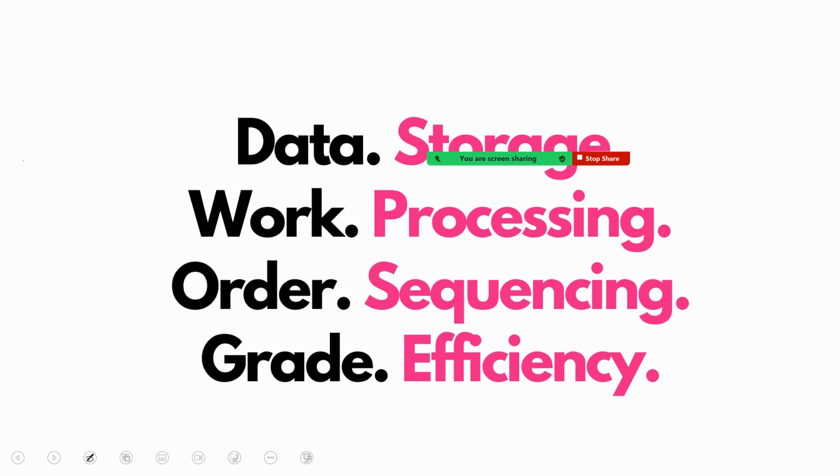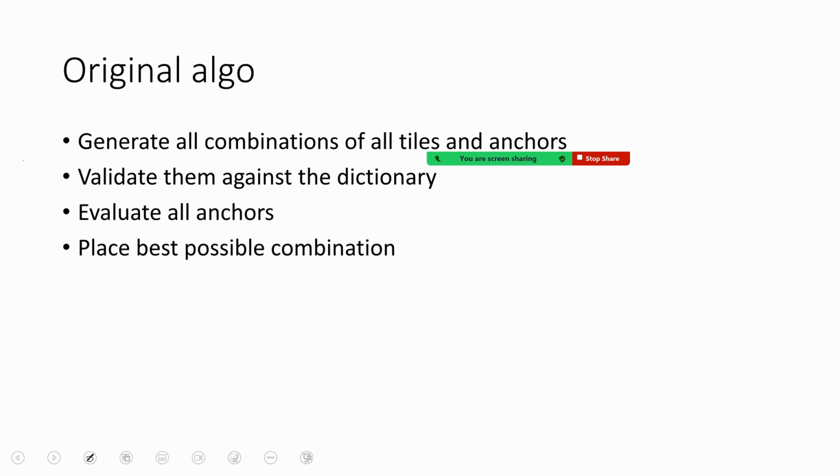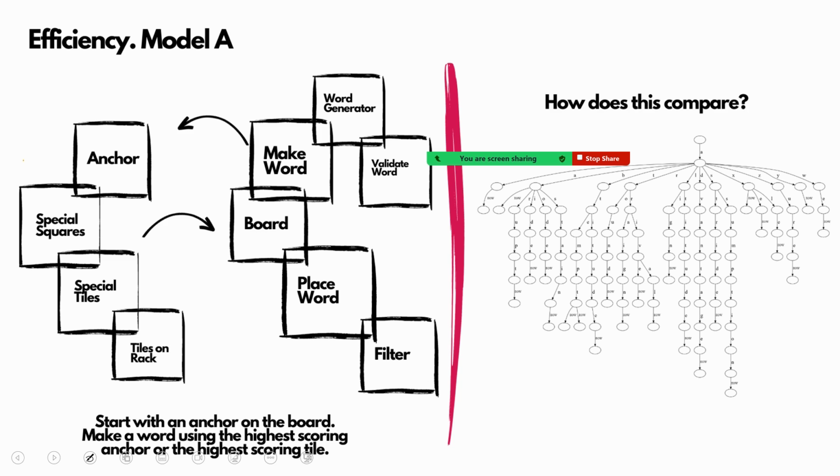So how is this efficient? When you think in terms of whether something is efficient or not, you have to compare data, work, order, and grading, right? So storage, processing, sequencing, and efficiency. And for us, the original algorithm was generate all possible tiles, then validate them against the dictionary, then evaluate all the anchors, then evaluate all possible combinations, then place them, then score them, right? But now that's not what we're doing. Now think in terms of that model and think in terms of this model.